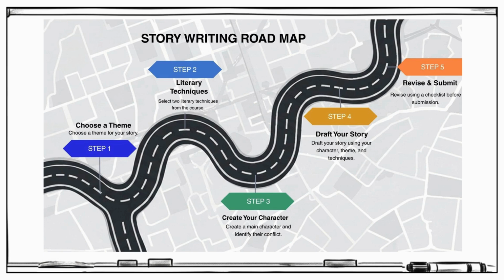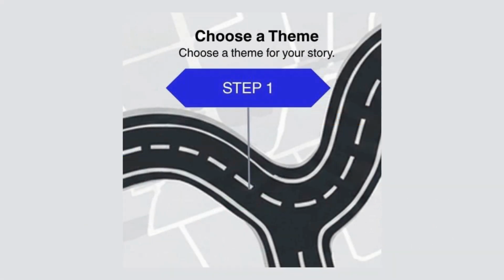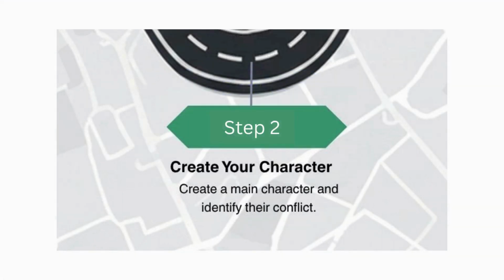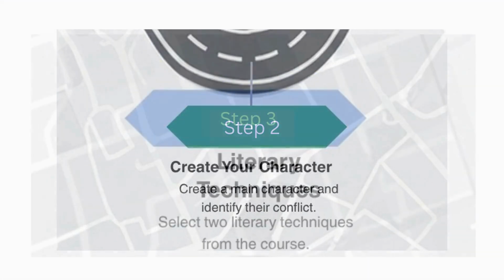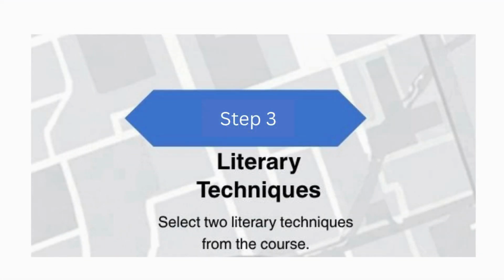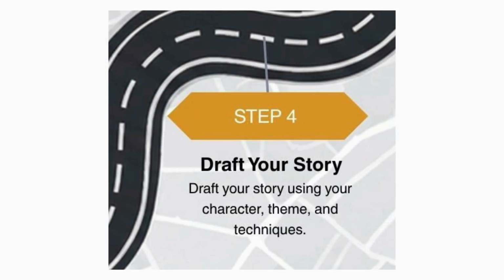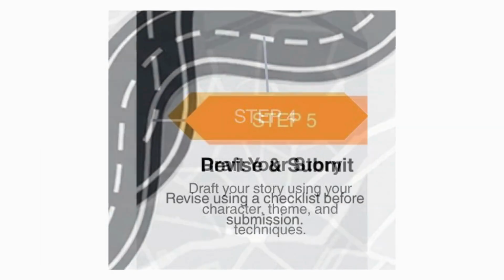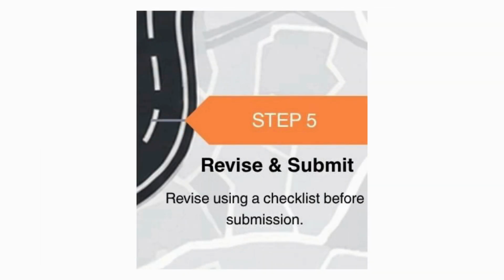steps. For example, step one, choose a theme for your story. Step two, create a main character and identify their conflict. Step three, select two literary techniques from the course. Step four, draft your story. Step five, revise using a checklist before submission.